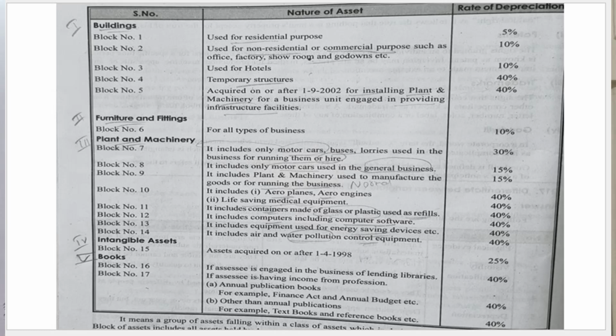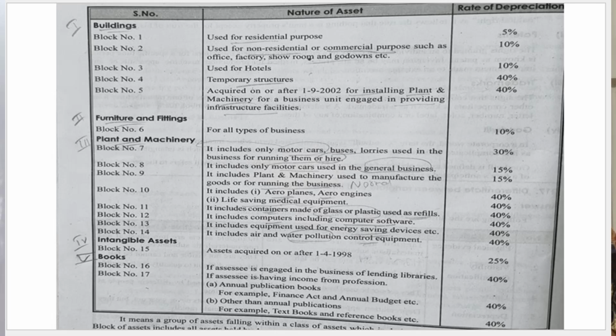Writing on the board will take lots of time and energy, so I'm giving you the list. Please see. Serial number, nature of asset, rate of depreciation is given. First category is buildings, block-wise. How many blocks are there under building? 5 blocks are there. Block number 1, used for residential purpose. If it is for residential purpose, rate of depreciation allowed is 5%.